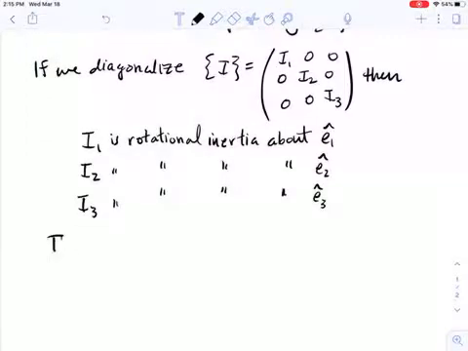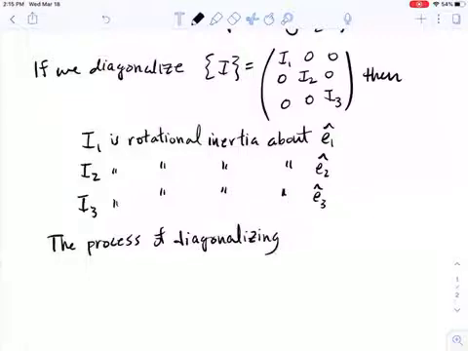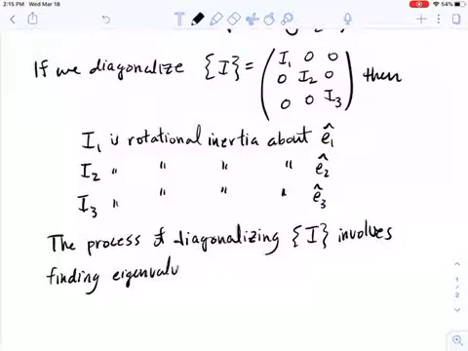Okay, so the process of diagonalizing this tensor involves finding the eigenvalues and eigenvectors of the matrix. We're going to represent our tensor as a square matrix.